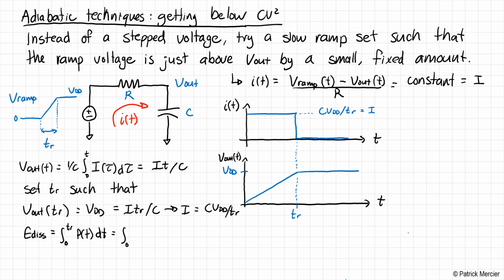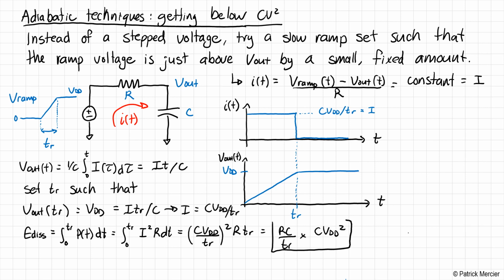So this is equal to the integral from 0 to TR of I squared R dt, which is equal to C VDD over TR, all squared, times R times TR, right? So this is equal to RC over TR times C VDD squared. Okay, so we're seeing this C VDD squared thing pop up here, but now it's modulated by RC over TR.